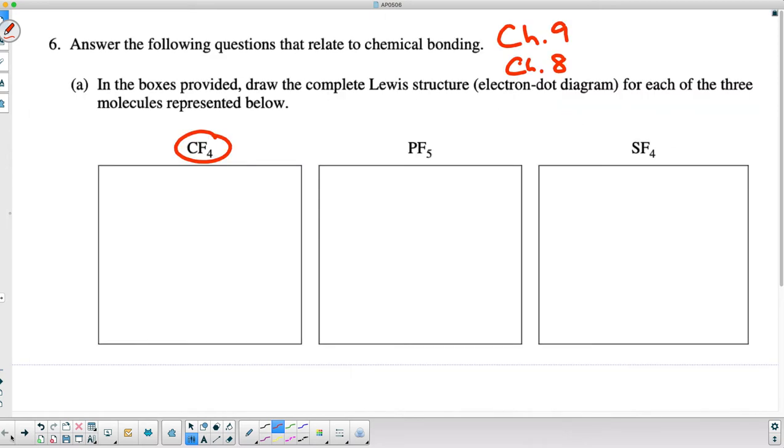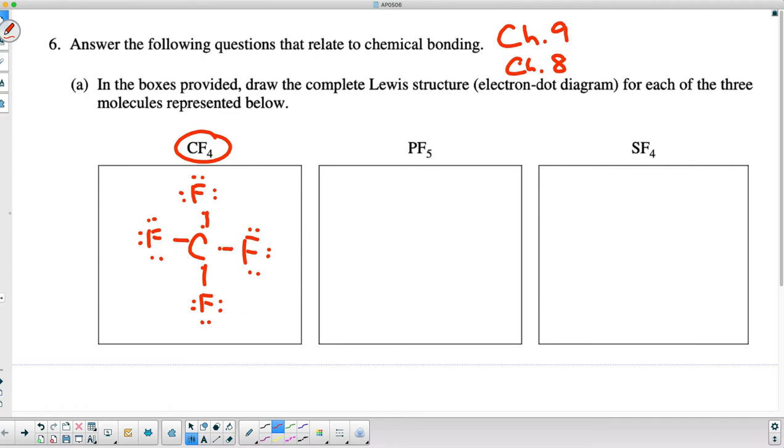So I go back here and I do exactly what I did before. I've got carbon, I've got 1, 2, 3, 4. I have fluorine, I've got 1, 2, 3, 4, 5, 6, 7. So it looks like that. I do the same thing for all of these, like this, like that, like that. And that's my Lewis dot diagram.